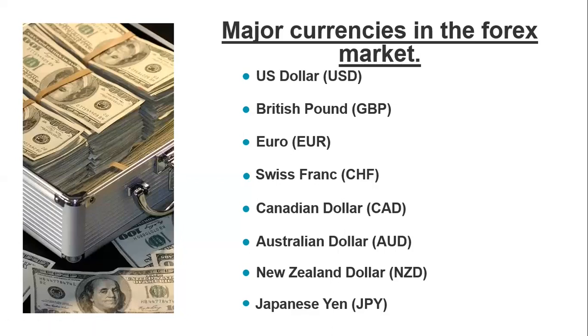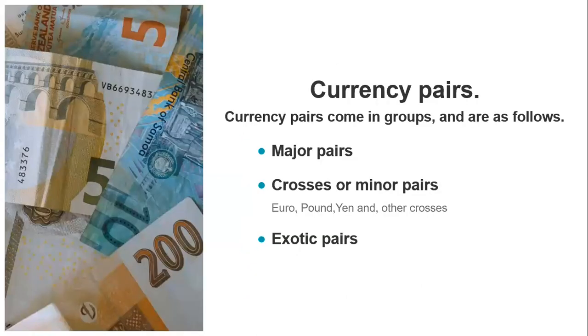These are the major currencies, the dominant currencies in the markets. So they are currencies by themselves. Now we'll begin to pair them. In their pairings, you have 3 groups. Currency pairs come in 3 groups. You have the majors, the crosses or minors, and the exotics. Let's get straight into it.